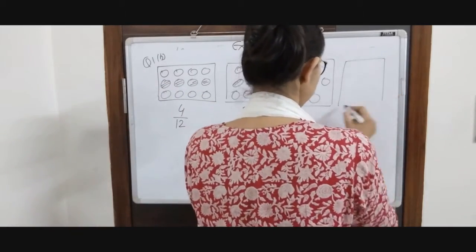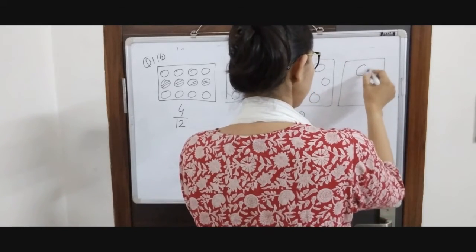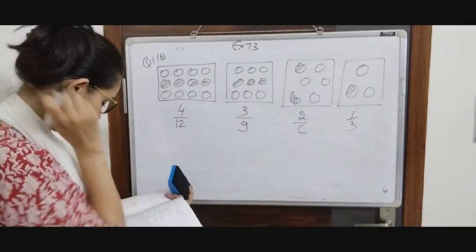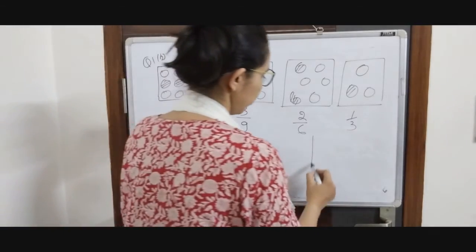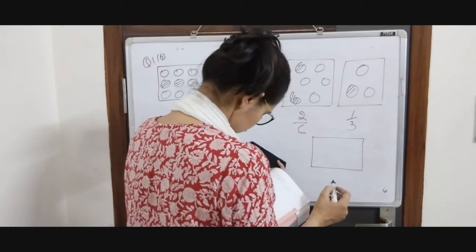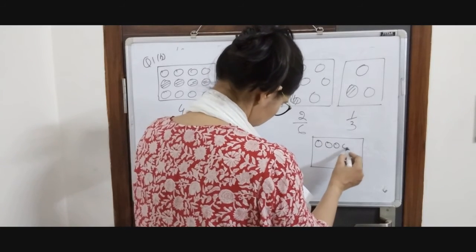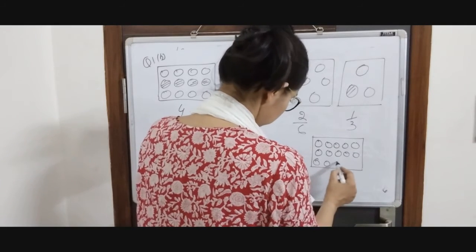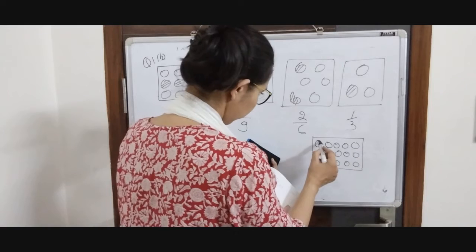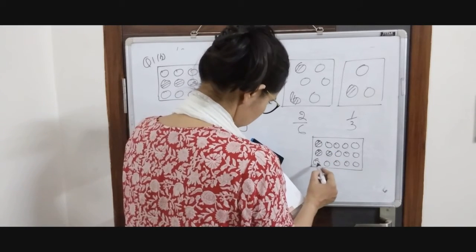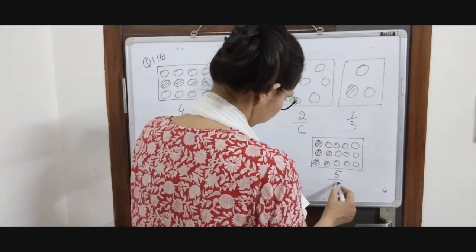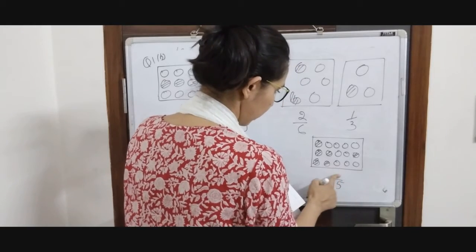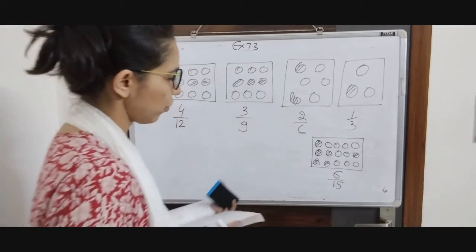Next one is going to be 1, 2, 3 and one more shaded. This is going to be 1 by 3, and we have one more, which I'm going to write here. Okay, which is 1, 2, 3, 4, 5, 6, 7, 8, 9, 10, 11, 12, 13, 14, 15. Okay, 15 are total, and shaded are 1, 2, 3, 4, 5. Okay, 5 are shaded, total are 15.